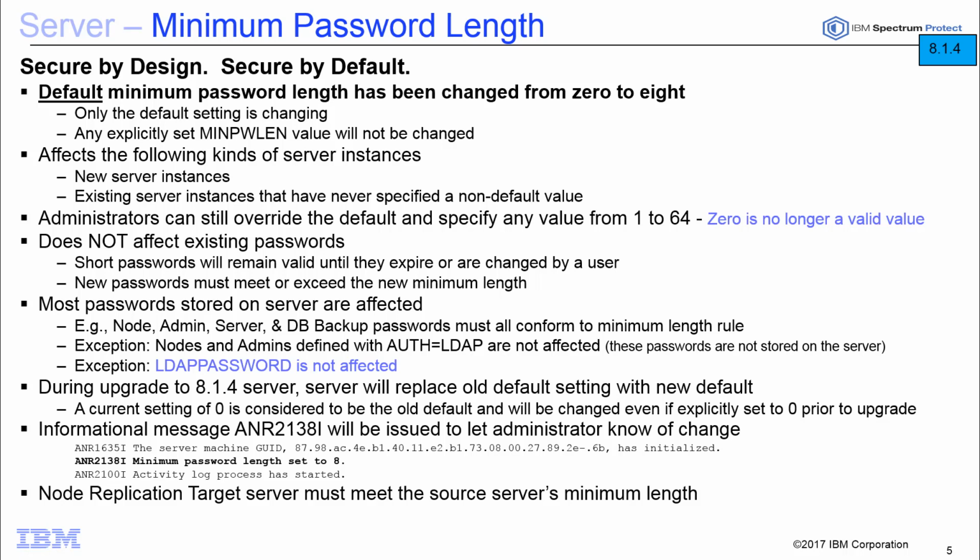And you will see in the activity log this ANR 2138I message telling the administrator that this change has occurred. Now do be aware that if you have node replication set up, the target server has to meet the source server's minimum password length. That would be for the target server's server password.